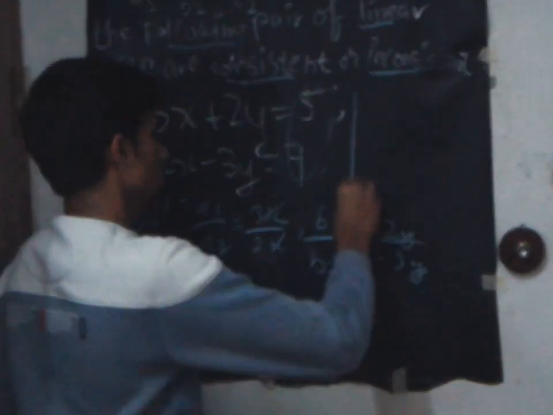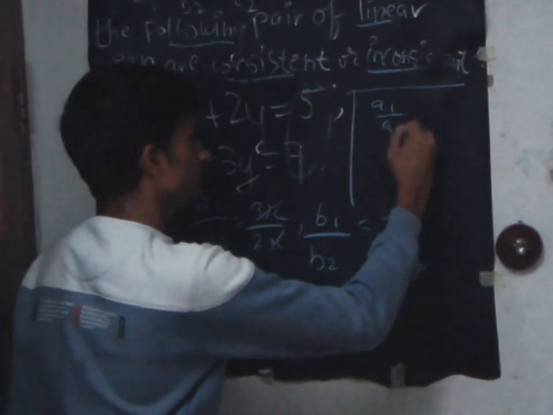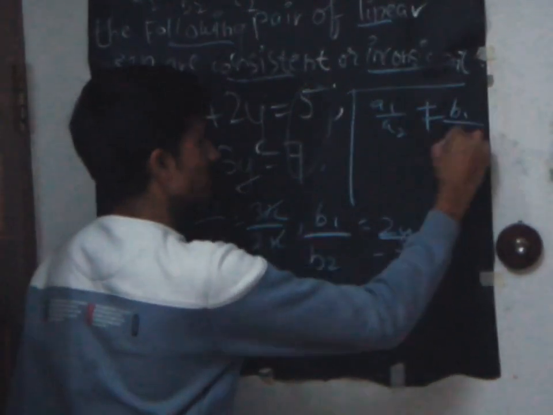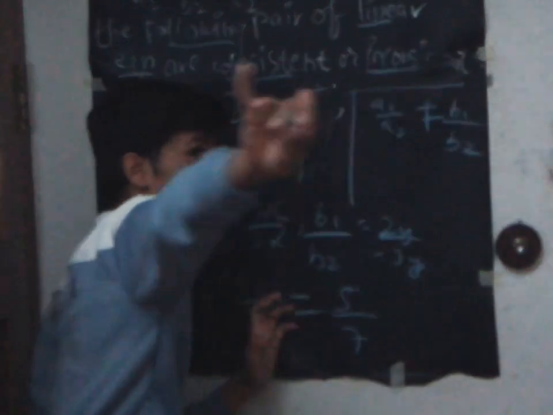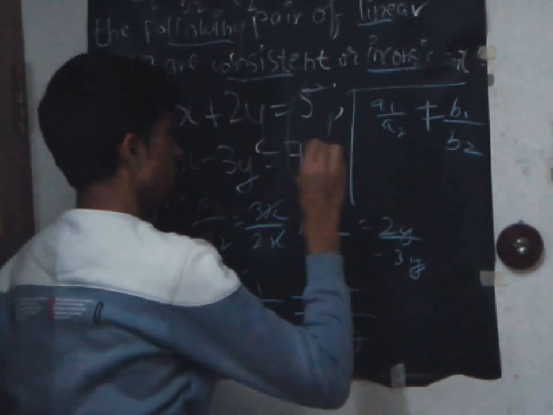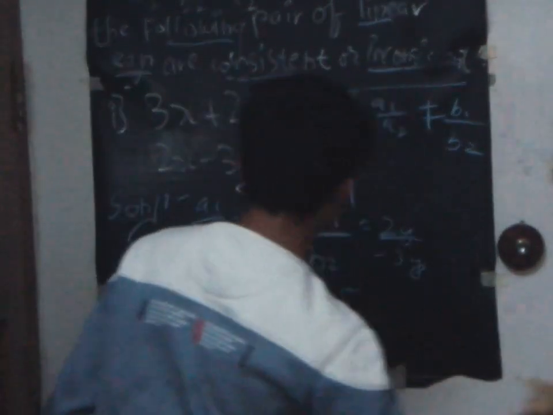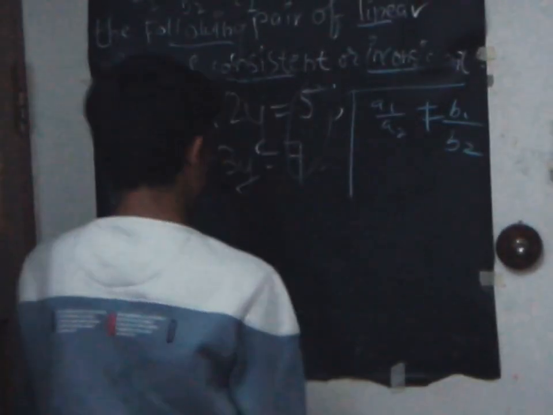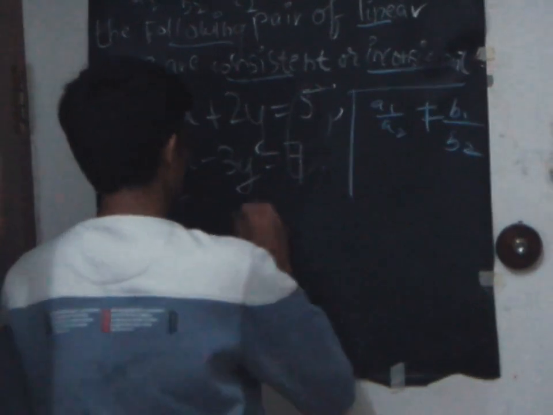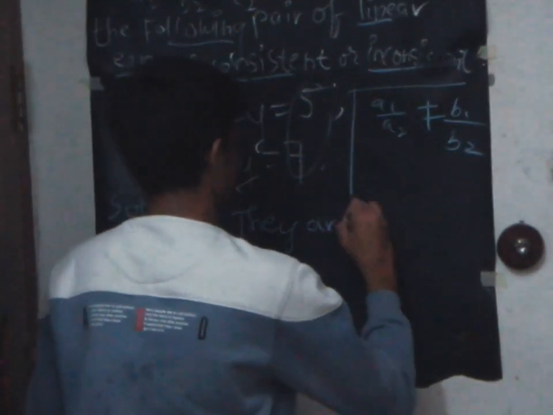So here we can conclude that a1 by a2 is not equal to b1 by b2. Please keep this in mind. So we can conclude that they are consistent.